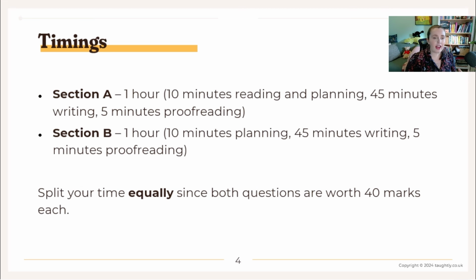Do remember that narrative writing and descriptive writing are worth the same as directed writing. So I would literally split your paper 2 in half, right? It's 2 hours total, 1 hour for section A, 1 hour for section B. Be really strict with yourself so that you don't run out of time and then lose loads of marks, because they're both worth the same amount of marks. So you need to dedicate the same amount of time to both of them.